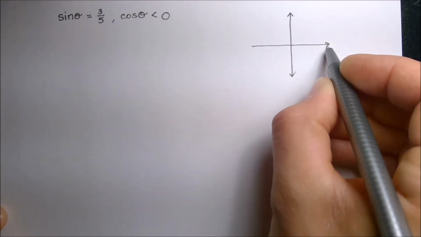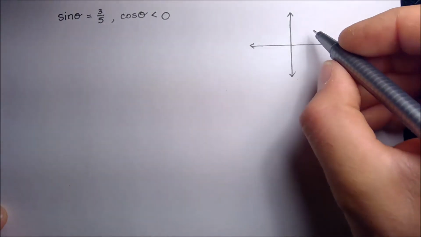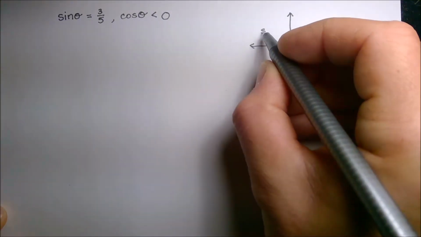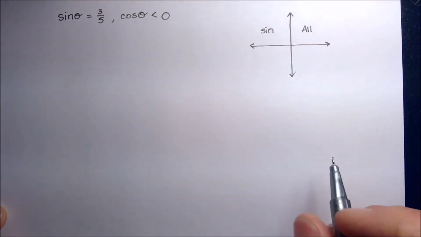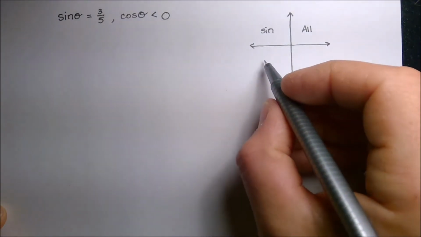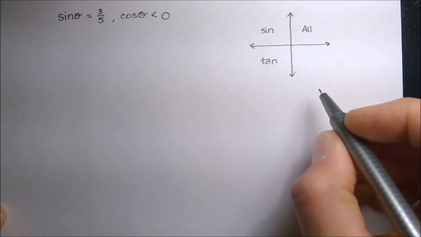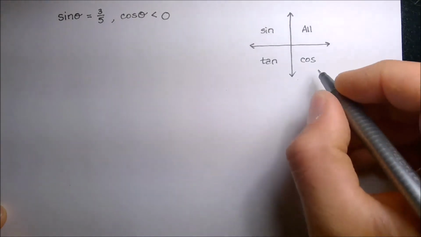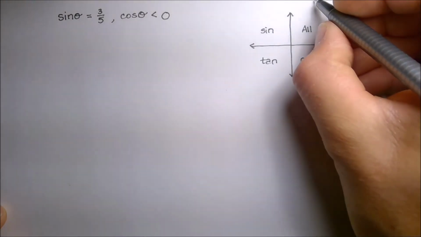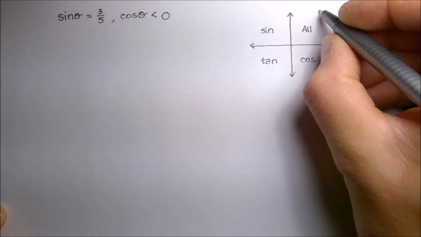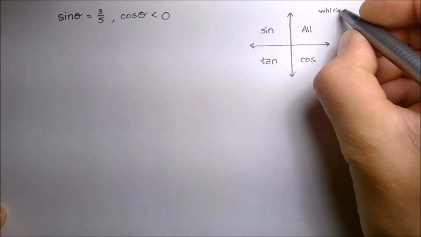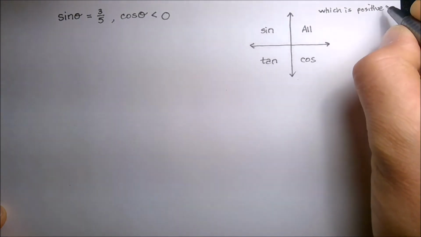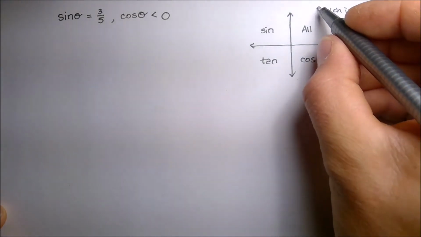You hopefully remember from our last class that we said all are positive in the first quadrant. The sine and its reciprocal, cosecant, are positive in the second quadrant. Tangent and its reciprocal are positive in the third quadrant, and cosine and its reciprocal are positive in the fourth quadrant. So this is like our little chart of which is positive. Right, that's what this chart gives us.